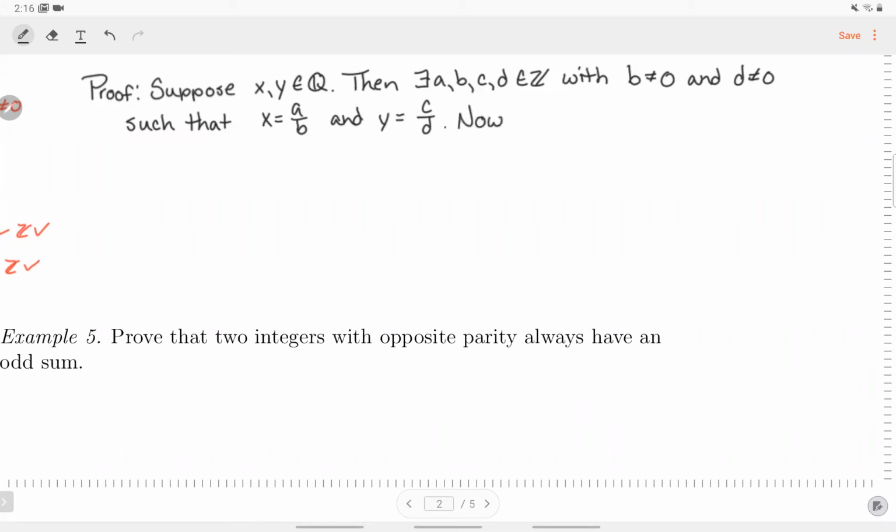Now we're going to write out our algebra. x plus y equals a over b plus c over d. We don't have to put every single step in our algebra. You can assume your audience, your jury, let's say, can do basic algebra. So you can jump to this last step, ad plus bc over bd. All right. So now we just need to justify, yes, that is the form of a rational number.